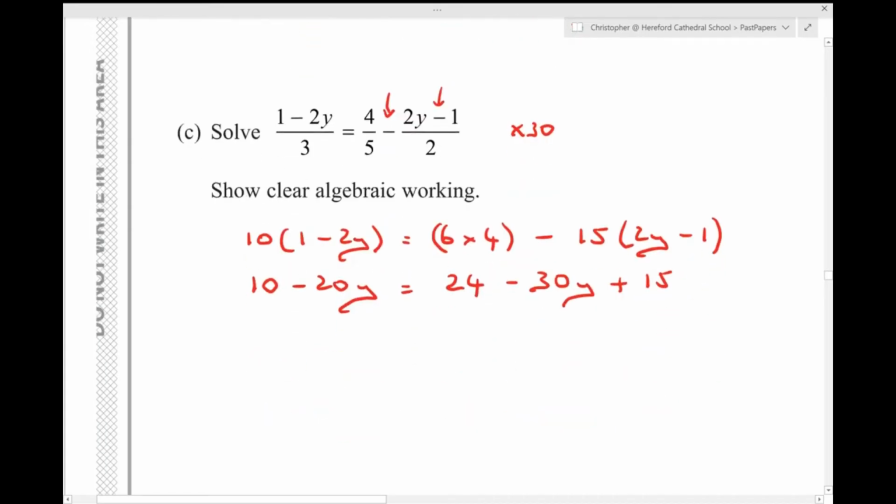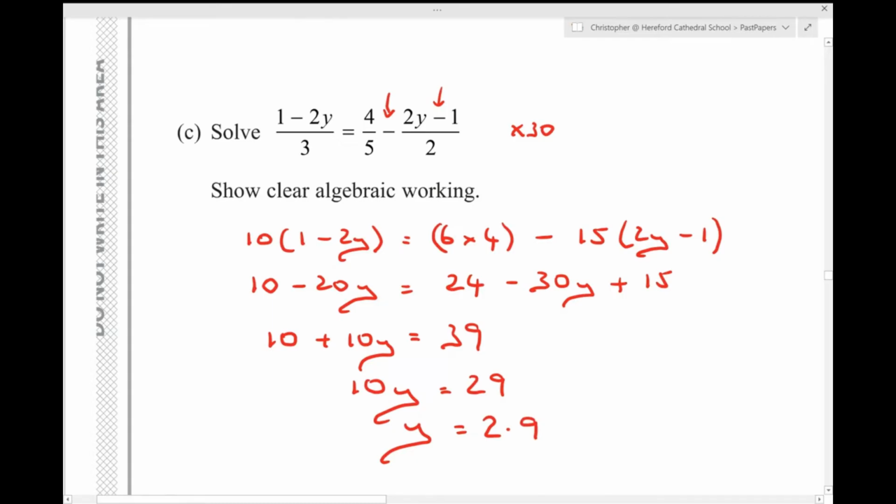So I've just got to solve this for y now. I'm going to add 30y to both sides, which gives me 10 plus 10y. And here I've got 24 plus 15, 39. Now I'm going to minus 10 from both sides, so 10y is 29, divide by 10, and y is 2.9.